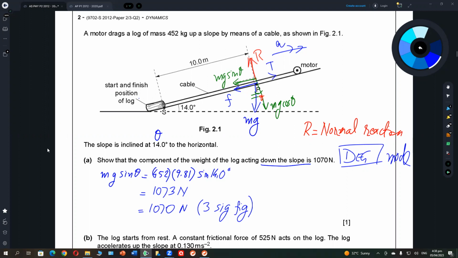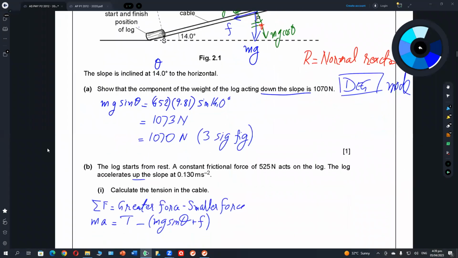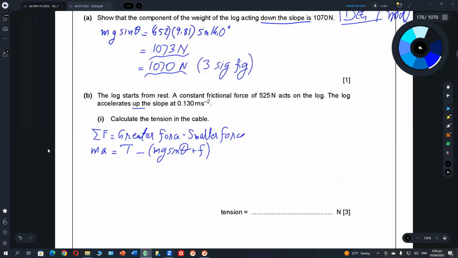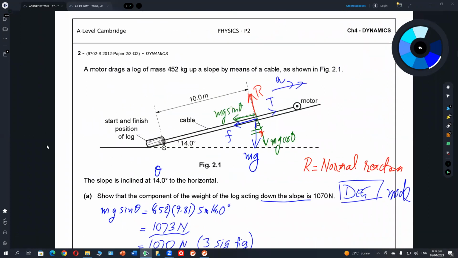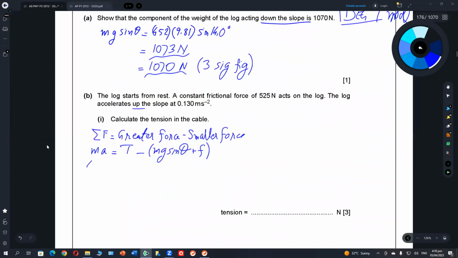Now, can you let me know, do we have mg sin theta as a whole value? 1070. So I will take 1073 on the safe side. What is the mass? 452. What is the acceleration? 0.130.